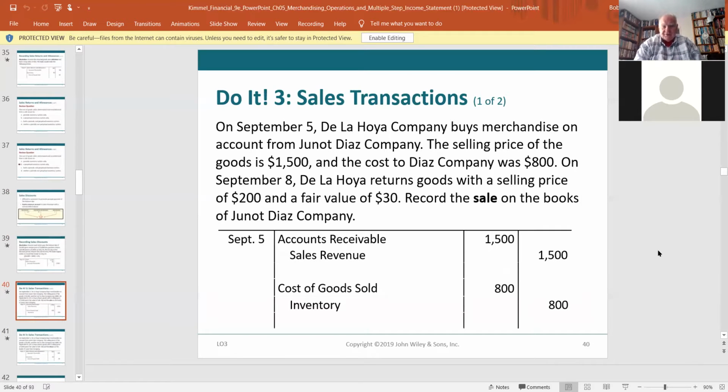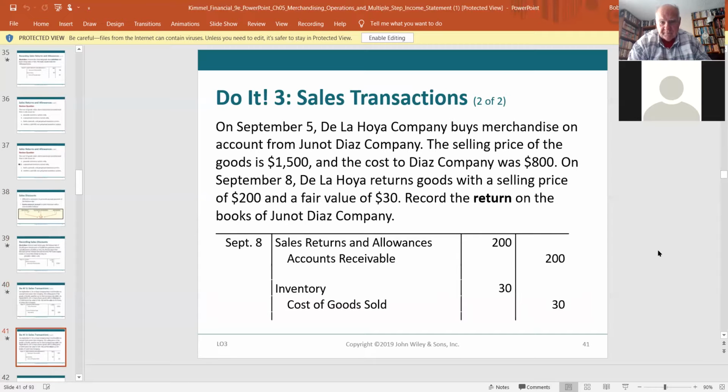We bought merchandise. We debit accounts receivable. We credit sales revenue. We saw that. And we do the same thing with the cost of goods sold. We debit cost of goods sold for $800 and we credit inventory.